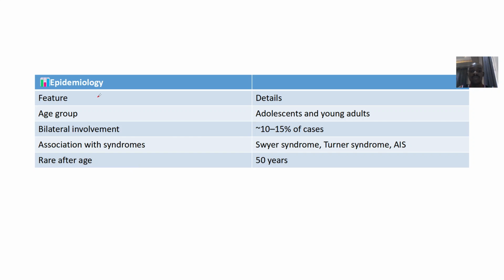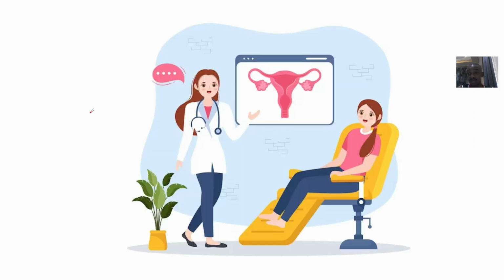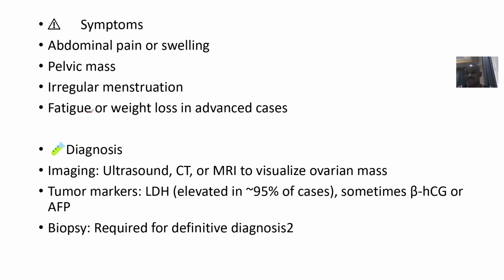All right. Epidemiology: age is normally adolescents and young people. The chance of it occurring on both sides of the ovary is 10 to 15 percent. The person might have other conditions like Swyer syndrome or Turner syndrome. It is rare after the age of 50. It mostly occurs in adolescents and young adults.